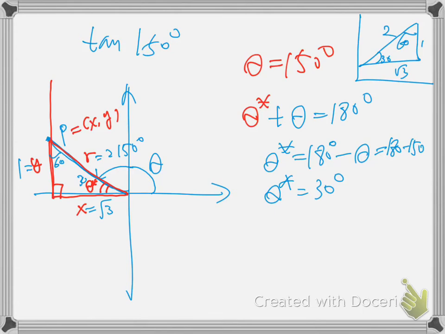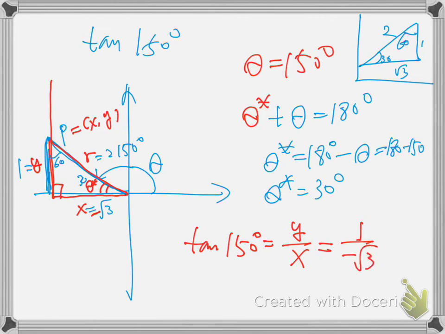Okay, so now let's look at the positive or negative. So this y is in the positive half plane, so it's positive, and x is negative because it's in the left. So it's negative radical 3, not radical 3. So now what do we get? We get tangent 150 is y over x. So this is 1 over negative radical 3. If you like, you can simplify that.